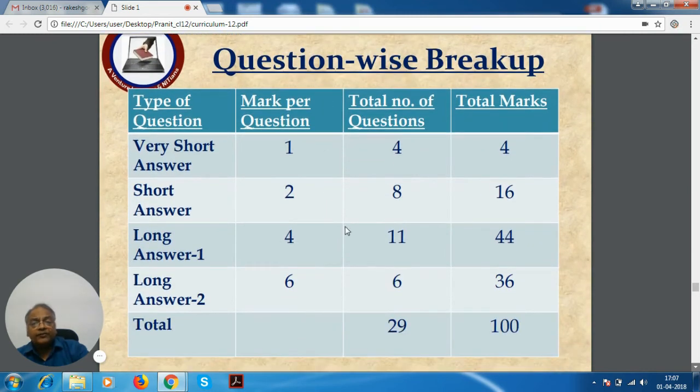Now let's come to the question-wise breakup. Type of questions: very short answer. There will be 4 questions and total marks will be 4, because each question carries normally 1 mark. Then short answer questions, there are 8 questions of 2 marks, so 16 total marks. Then long answer 1, which is 4 marks, and long answer 2, which is 6 marks. Long answer 1 means there will be 11 questions, 44 marks, and long answer 2 is 6 questions and total 36 marks. So there will be a total of 29 questions of 100 marks.